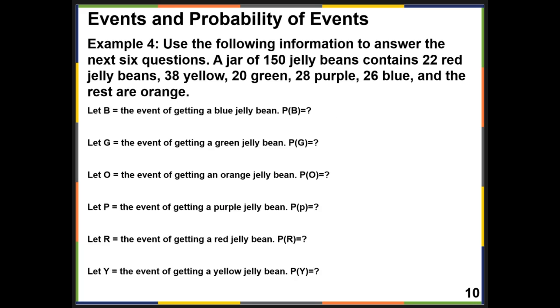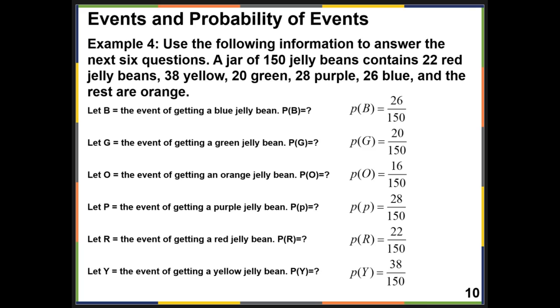Here's another example. It says, use the following information. A jar of 150 jelly beans contains 22 red, 38 yellow, 20 green, 28 purple, 26 blue, and the rest orange. Let B equal the event of getting a blue jelly bean. So the probability of blue: all you have to do is look at how many blues there are, there's 26 blues, over the total number, which is 150 jelly beans. And we do this for each of these problems that you can see here. It's the same procedure repeated over and over again.